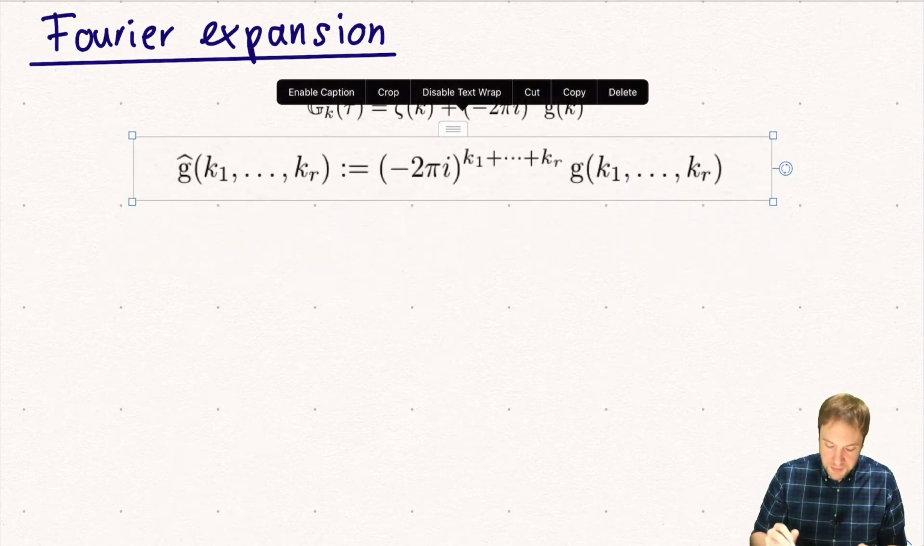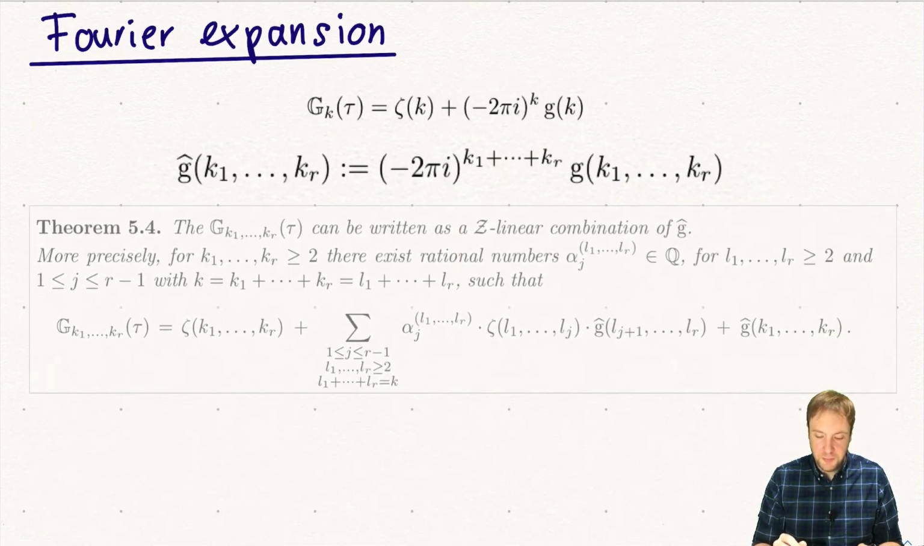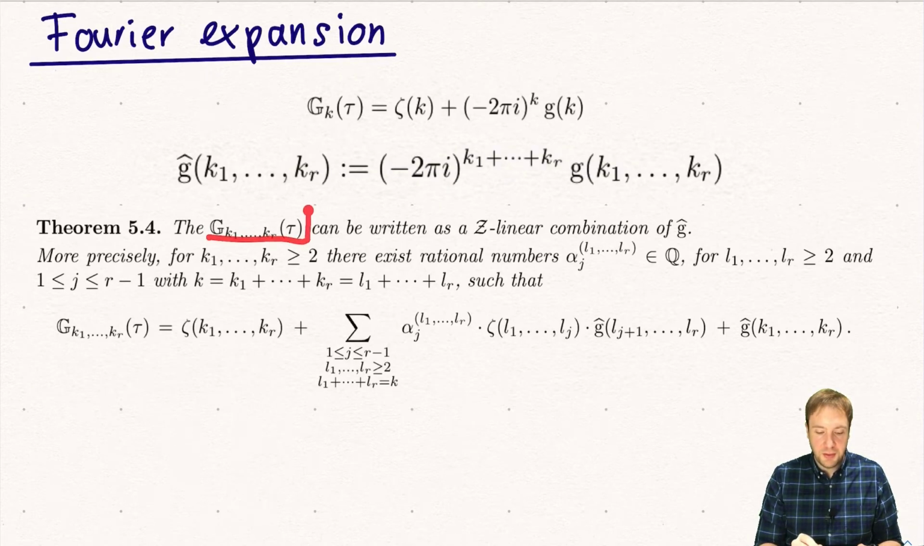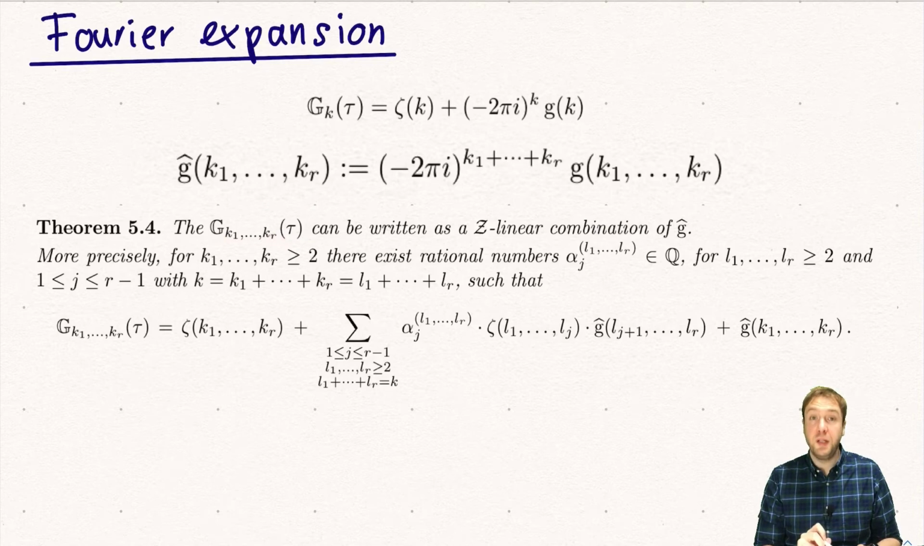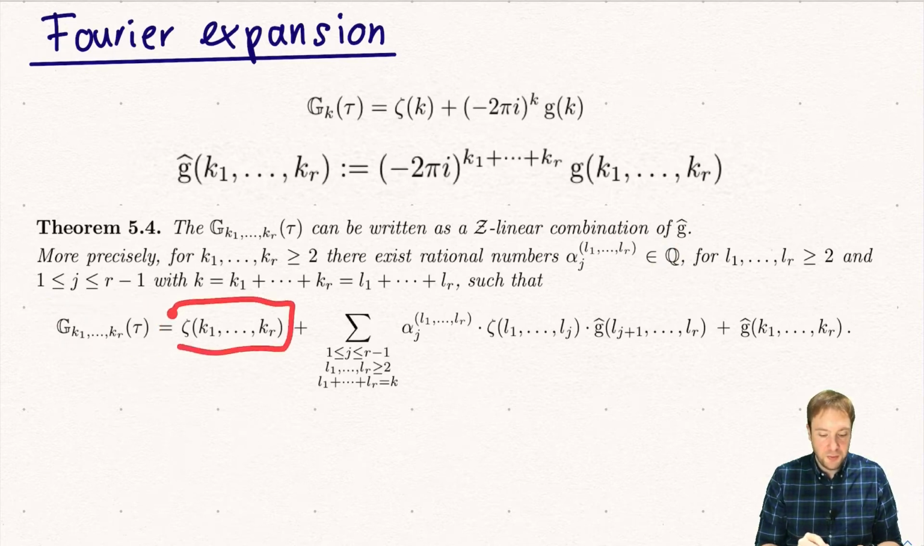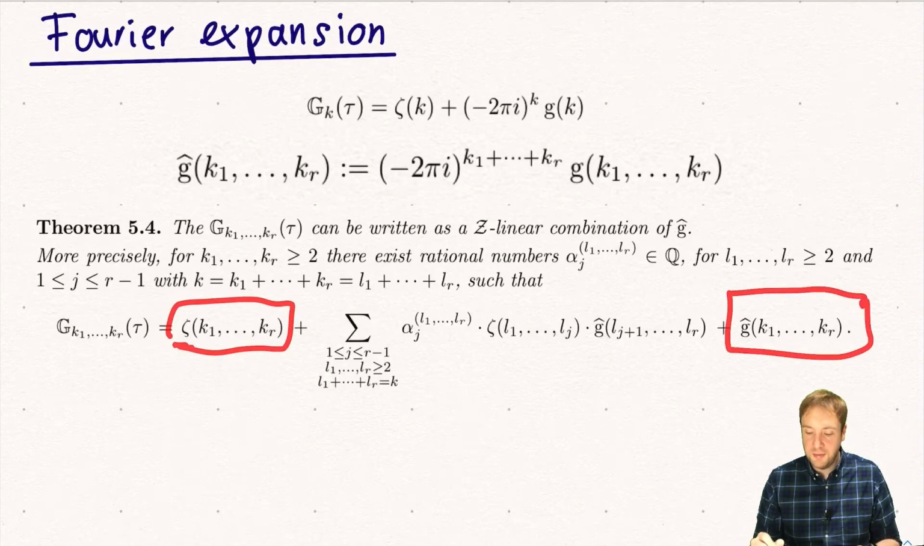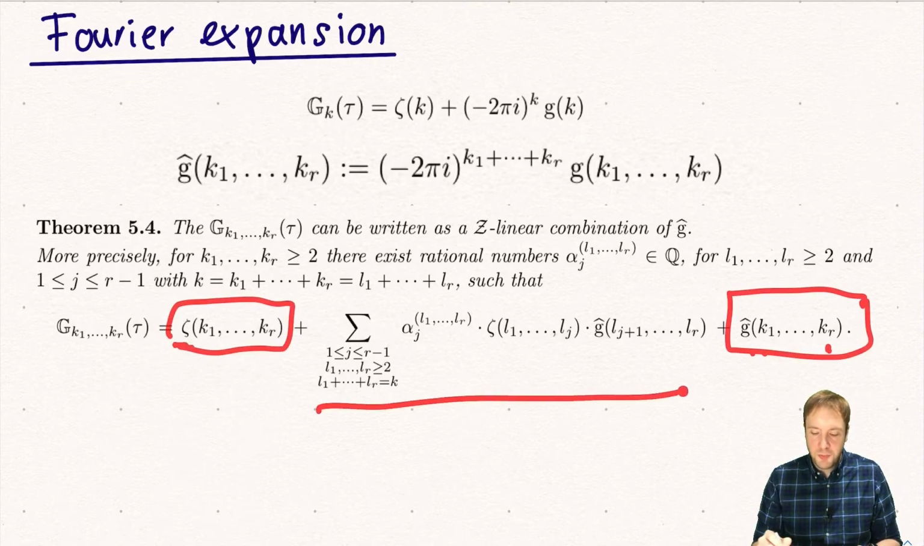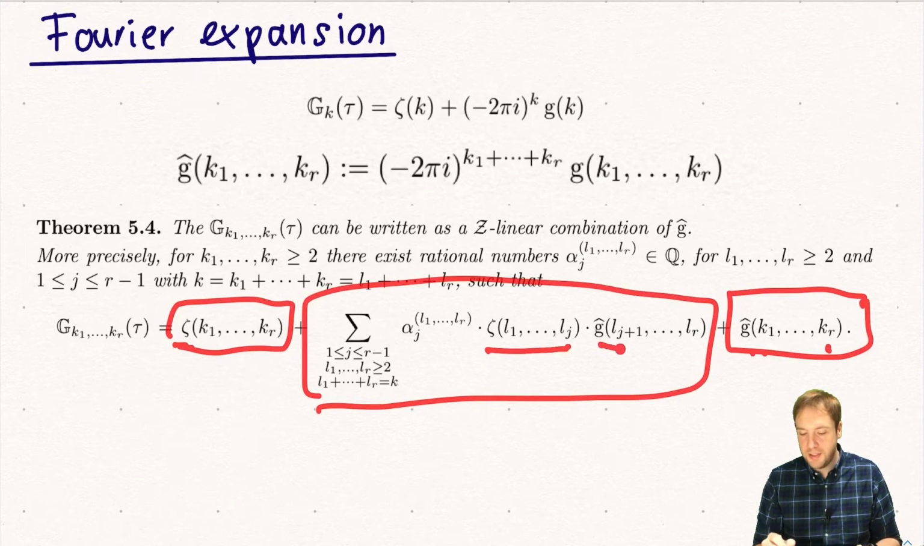Okay, and then the statement is as follows. These multiple Eisenstein series have a Fourier expansion, and more precisely they can be written as a linear combination of multiple zeta values and these g hats. One can write down explicit coefficients alpha, which are rational numbers, such that this multiple Eisenstein series has as a constant term zeta k1 up to kr, and at the end it has this g hat k1 to kr, and in between we have a mix of multiple zeta values and g hats.